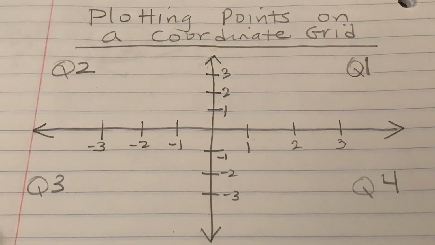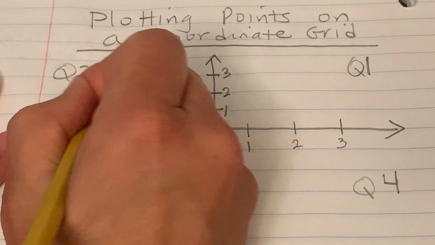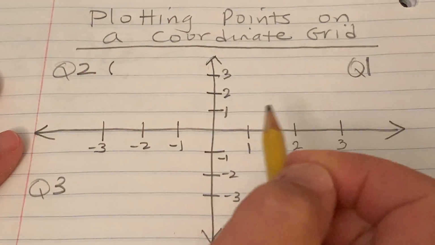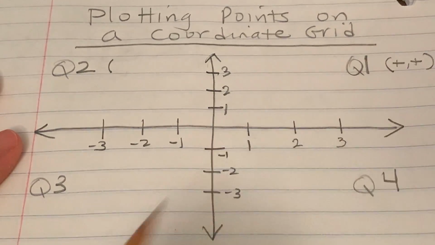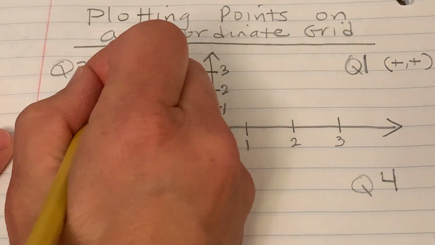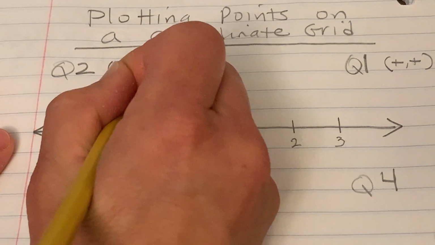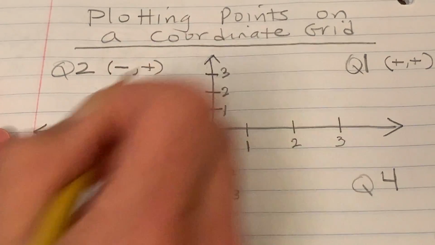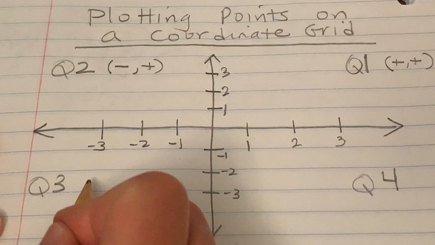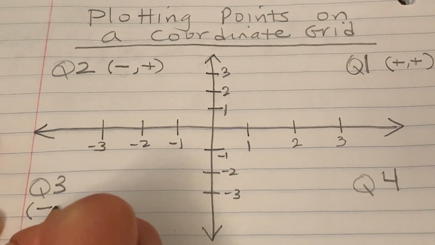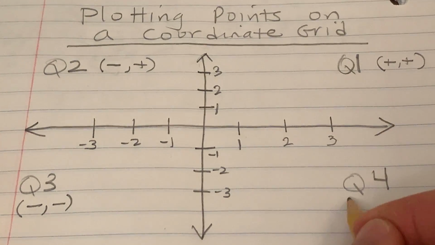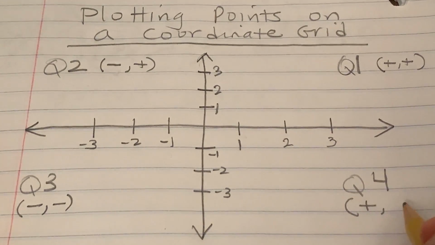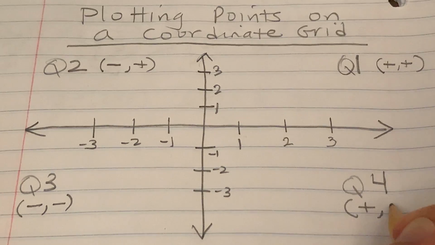Okay, underneath the quadrants or next to it, I'm going to remind you of the x's and y's. For quadrant 1, both numbers have to be positive. For quadrant 2, the x is negative and the y is positive. For quadrant 3, they are both negative. And for quadrant 4, the first number, x, is positive and the y is negative.